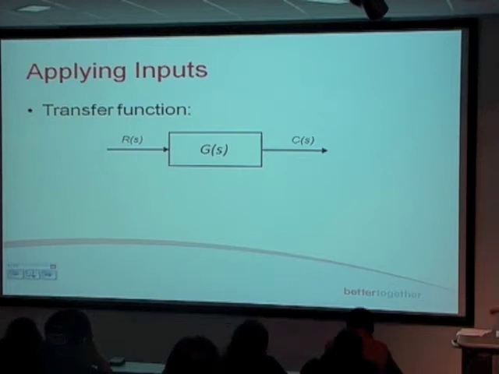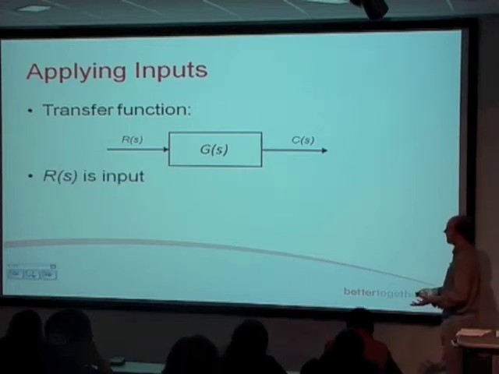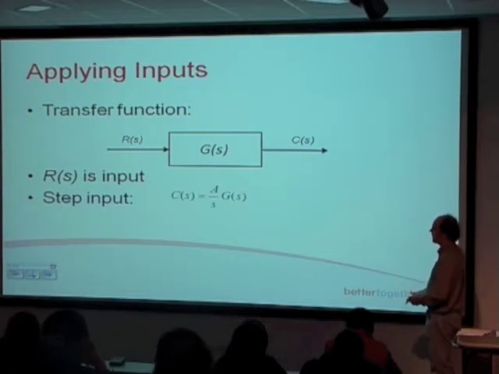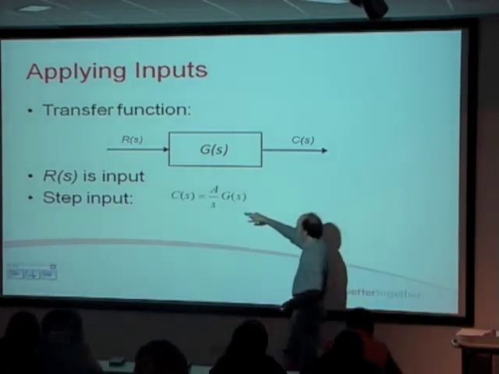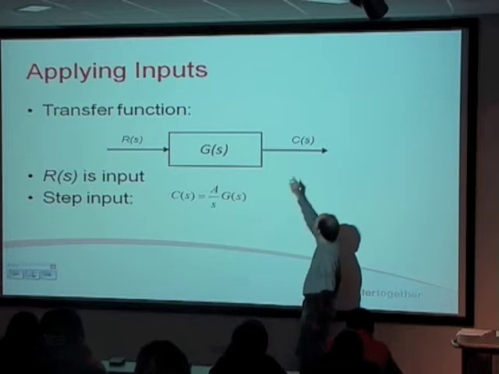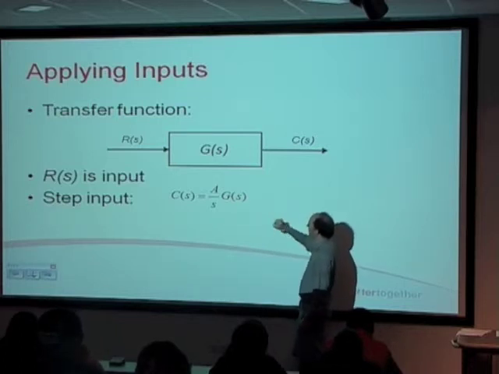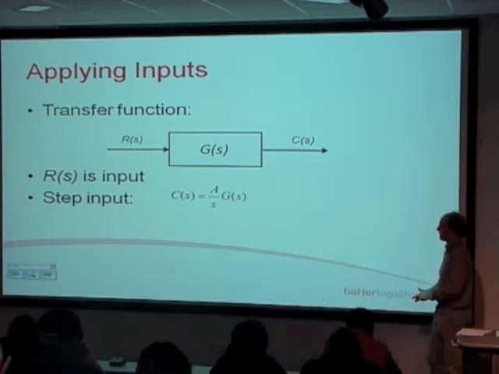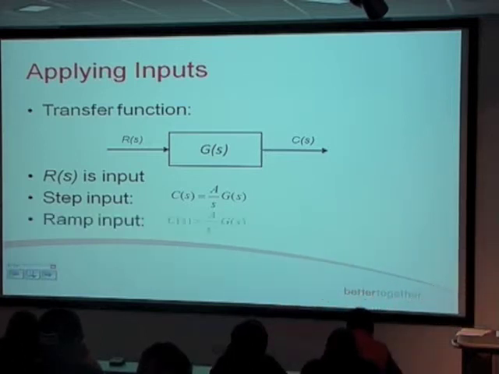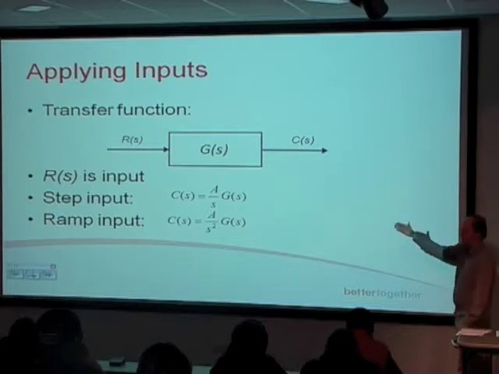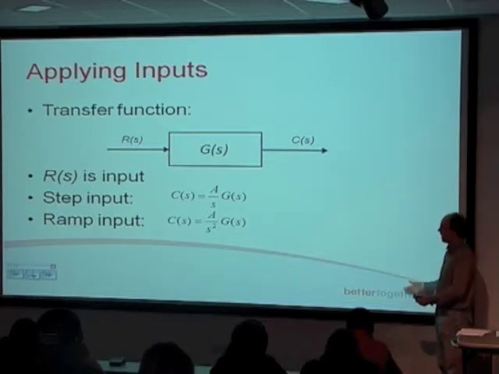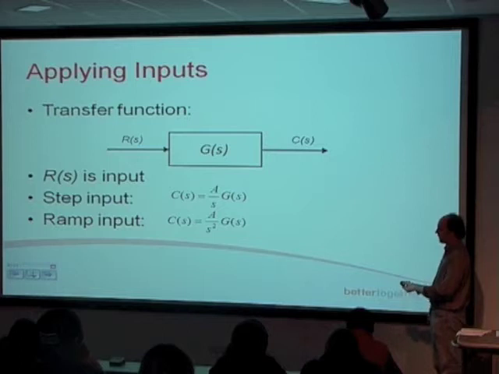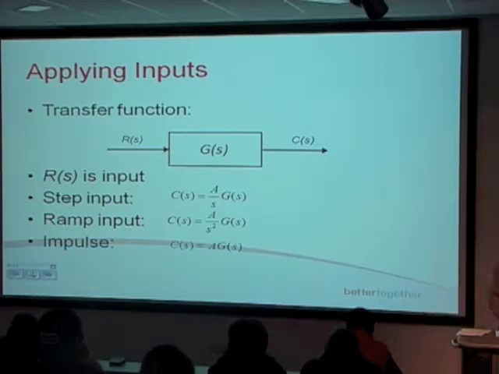And so, R of S is the input, step input. Well, C of S is going to be A upon S times G of S, because we know that C is going to be R times G. Well, if R is A upon S, then we get A upon S times G, that's our step input. Our ramp input, C of S is A upon S squared times G of S. Okay, this makes sense. And then, for an impulse, we're going to just have A times G of S.